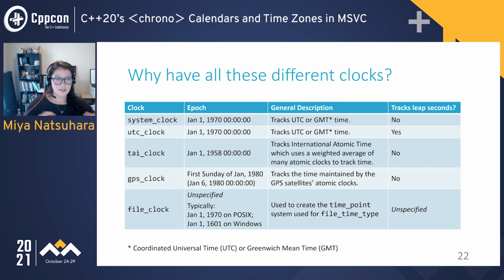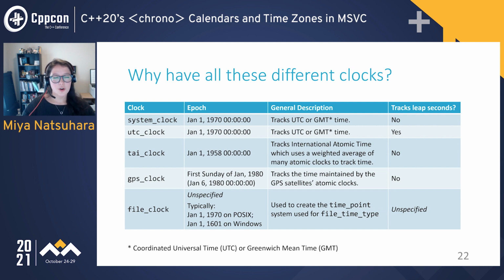File clock is unspecified just because it's kind of tied into the file system. It is often going to depend on your OS to work with the file system nicely. So typically on POSIX, the epoch is January 1st, 1970. Typically on Windows, January 1st, 1601. I will say that is the case for ours. And it's used to create the time point system for file time type, as I mentioned. Again, unspecified whether it tracks leap seconds.